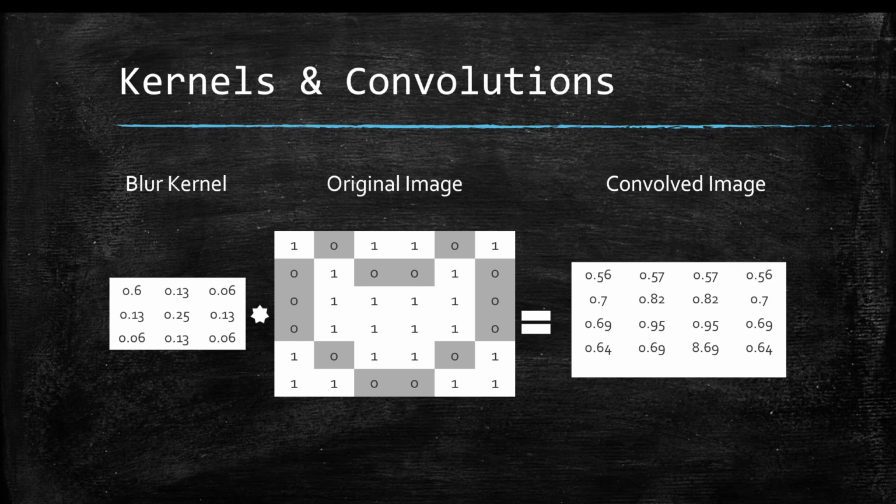Now, mind you, because the blur kernel consumes some space, we can't actually get a 6 by 6 resulting convolved image. We have to actually get something smaller, and in this case, it's a 4 by 4.